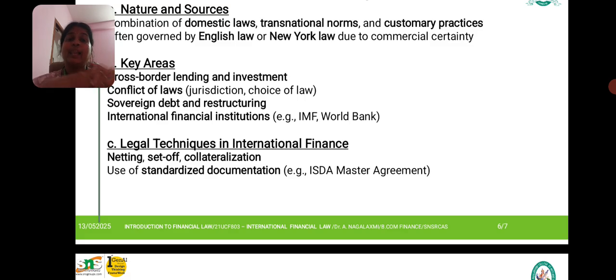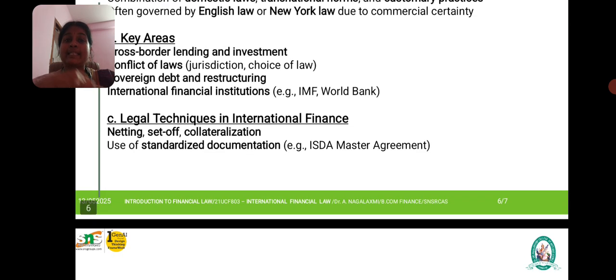Now we are going to see the last topic, legal techniques in international financing. So what is a legal technique? Legal technique means the problems which have arisen have to be properly resolved. So netting, set off, collateralization. These are the very important legal techniques in international finance. Use of standardized documentation: if everything is properly undergone with the rules and regulations of the domestic law and international or transnational norms, then the problems cannot arise.